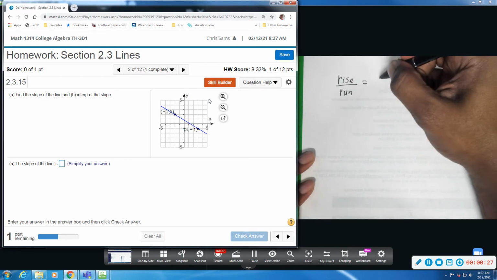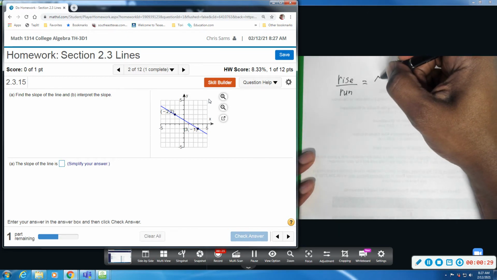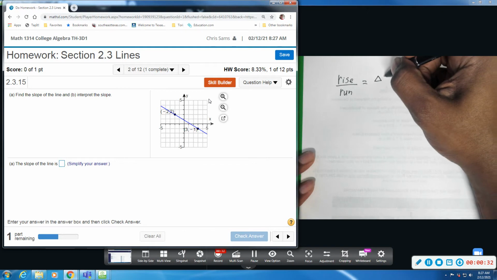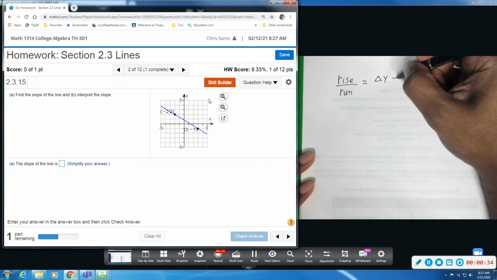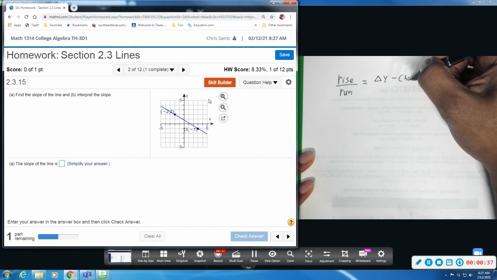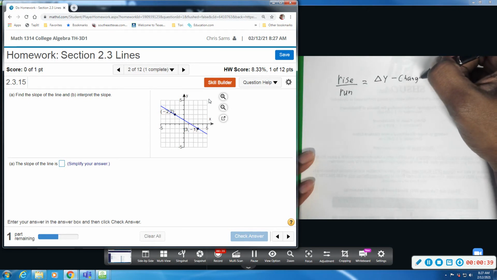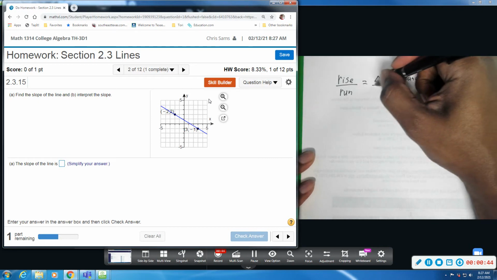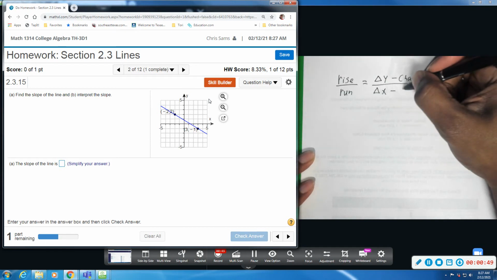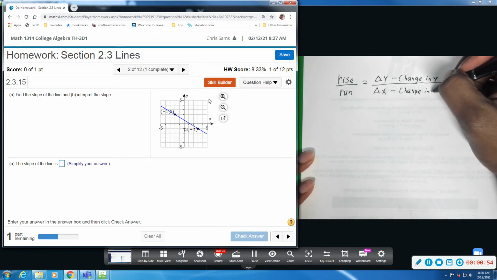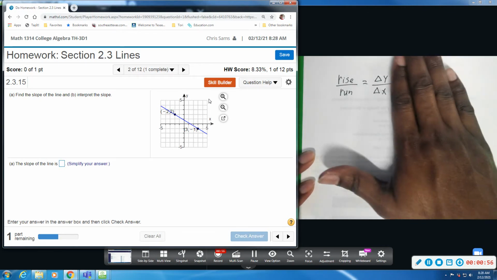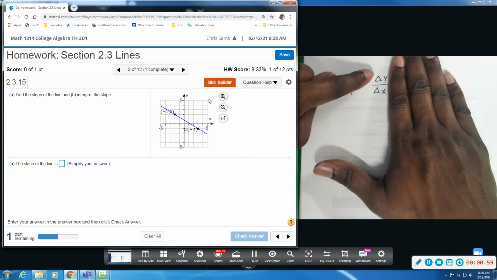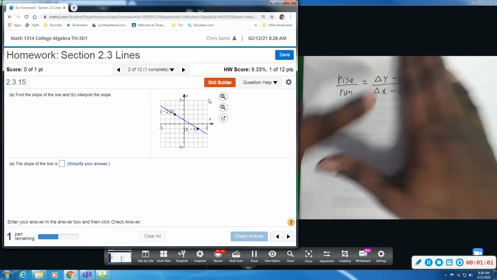What that means, this little triangle, sometimes we call it delta, we want to find the change in y, so that is called change in y over, we're going to find the change in x. So if you just saw that part right there, you need to know we need to find the change in the y, the change in the x.